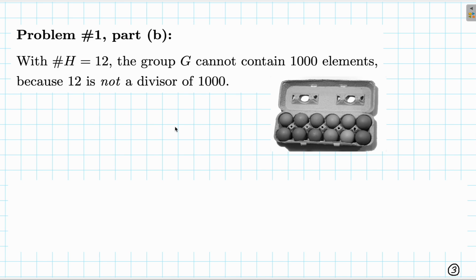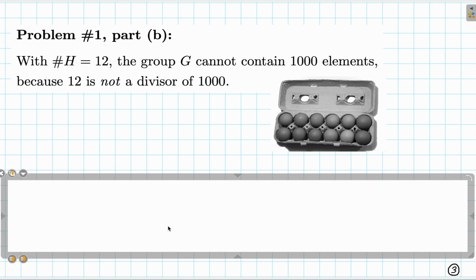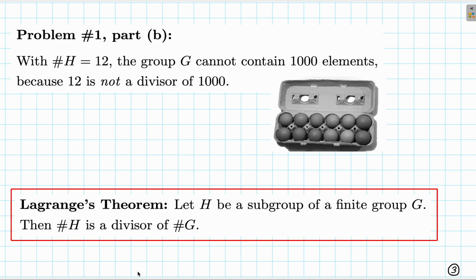And this example motivates the following theorem, which is perhaps one of the most important theorems in group theory. And it's Lagrange's theorem, which says, let H be a subgroup of a finite group G. Then the number of elements of H must be a divisor of the number of elements of G. And so we will give a proof of this theorem in the next several slides.